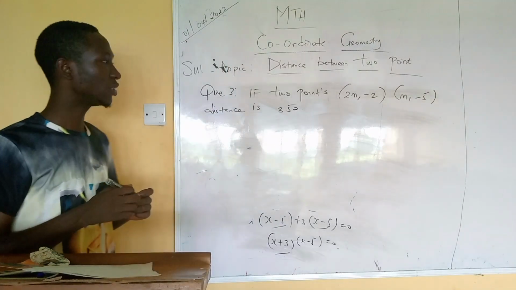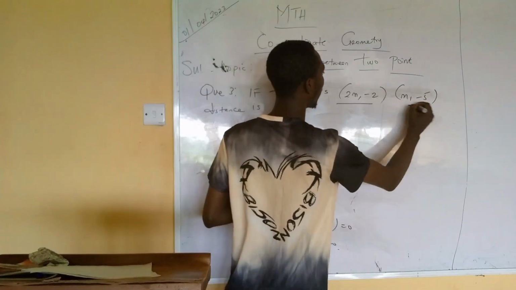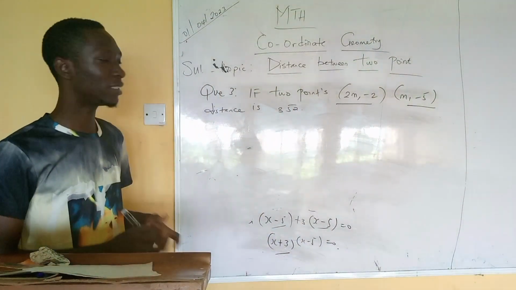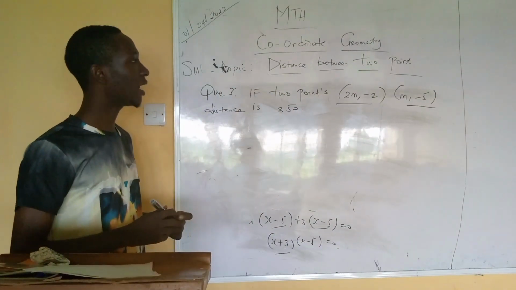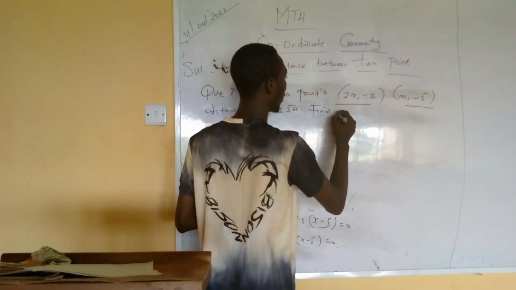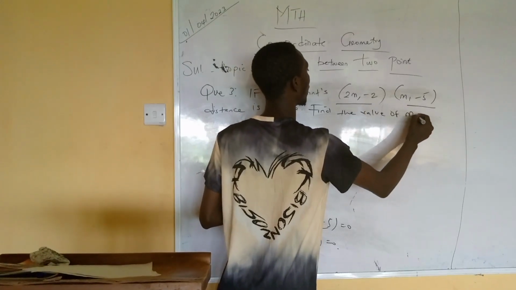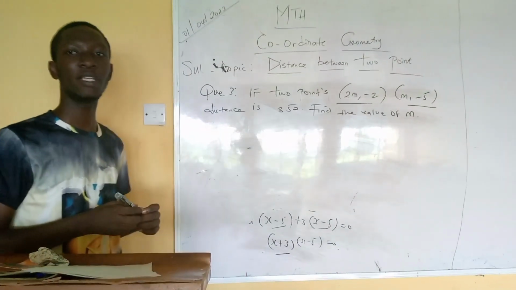Now look at this question. If 2 points, look at the 2 points, this point and this point. Distance is this. Now we have to find the value of n. Now this question too is very easy.